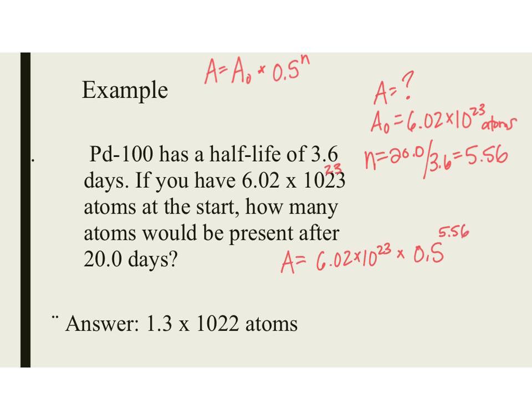Again, make sure when you are typing a number into scientific notation, it's best to use that exponent, the EXP button or the EE button, just so we avoid any calculation errors. And you should get 1.3 times 10 to the 22nd atoms.